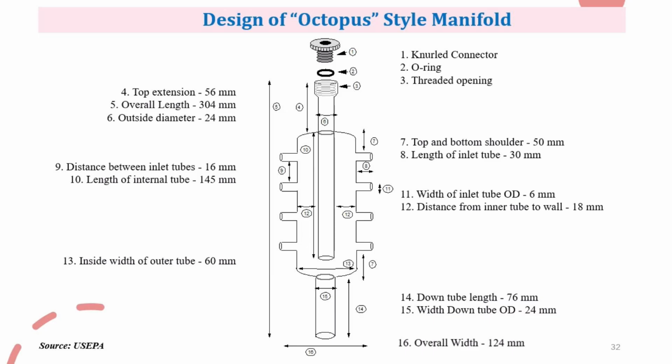The inside width of the outer tube is 60 mm. The down tube is 76 mm long. The outer diameter of the down tube is 24 mm. The overall width of the manifold is 124 mm.